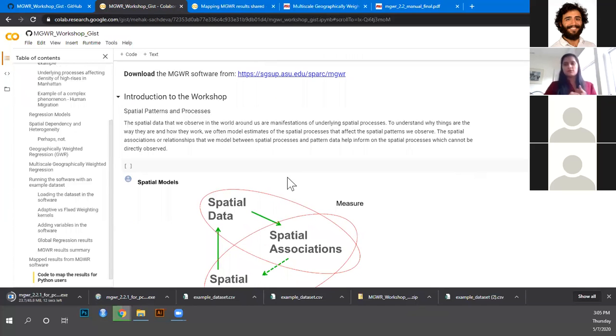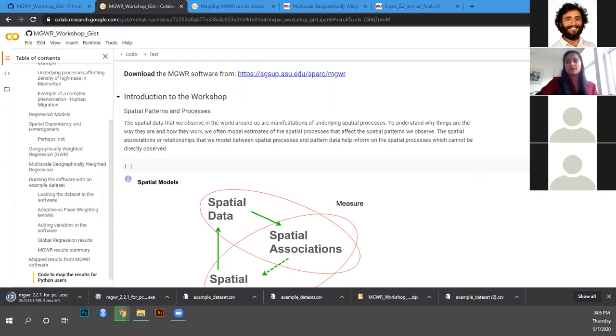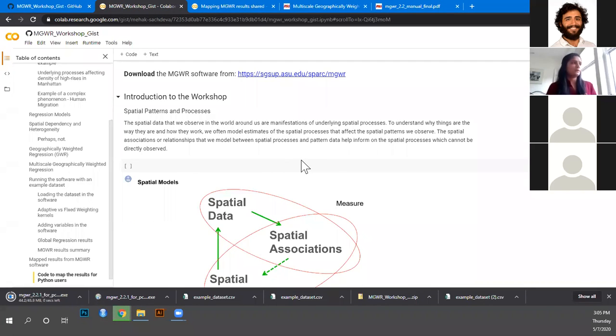I'm going to start with a basic introduction of why or when we would like to use MGWR and what kind of research questions we would like to answer. The data that we observe in the world around us are basically spatial patterns. And we often want to ask why those patterns exist the way they do. There are underlying spatial processes that are affecting those patterns. To understand why those patterns manifest the way they do, we would often want to model those processes and see what is causing this data to be the way that it is.